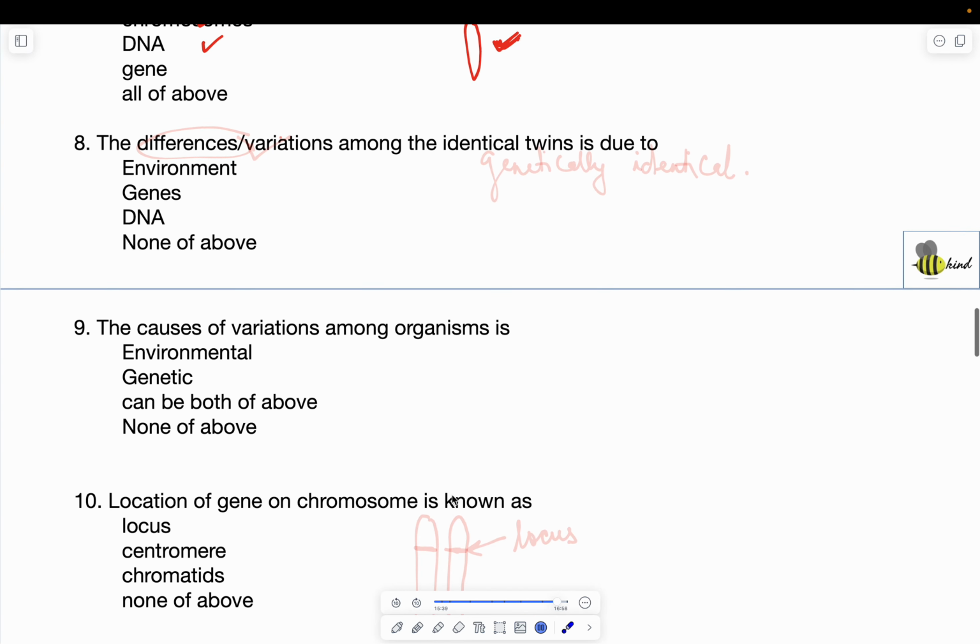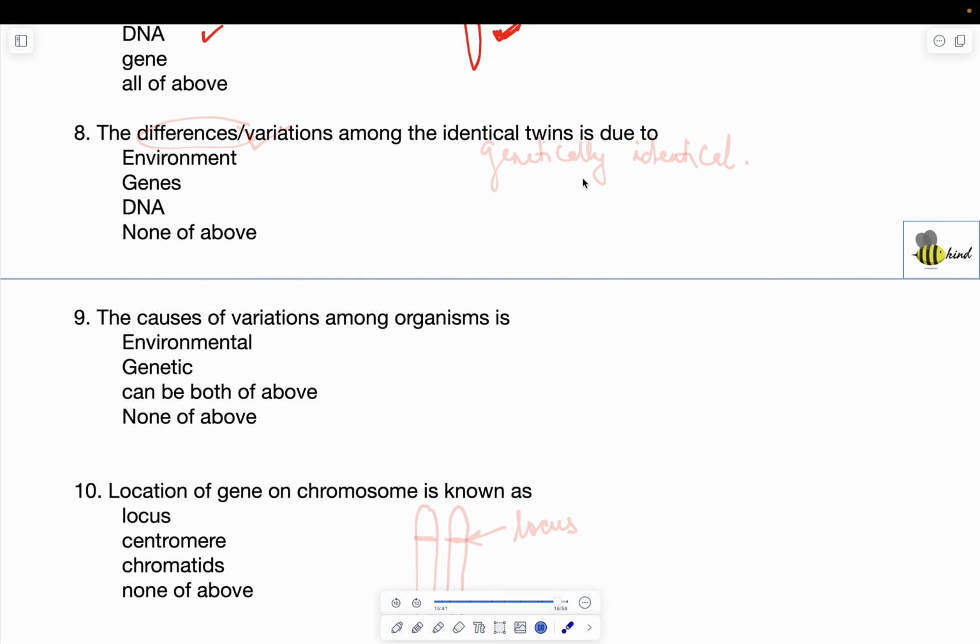The differences and variation among the identical twins. Now they are talking about identical twins. You have to assume that identical twins are genetically identical. They carry the same kind of genes. So all the differences and variations among identical twins are due to the environment, right? So it is due to the environment.